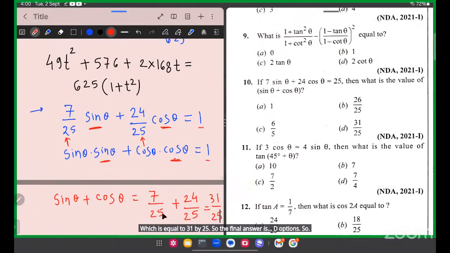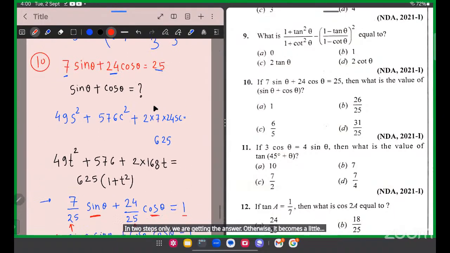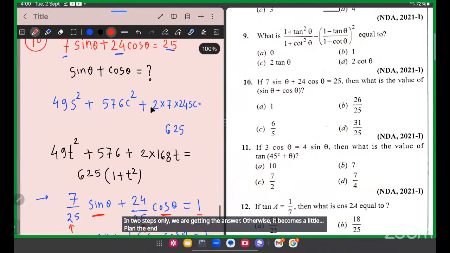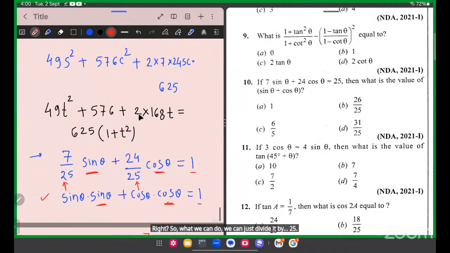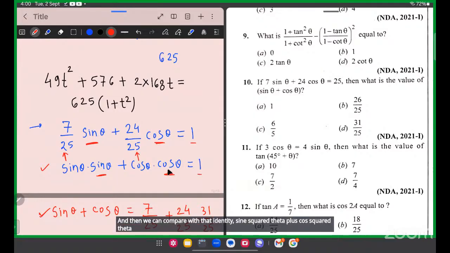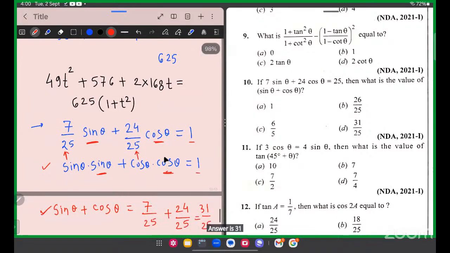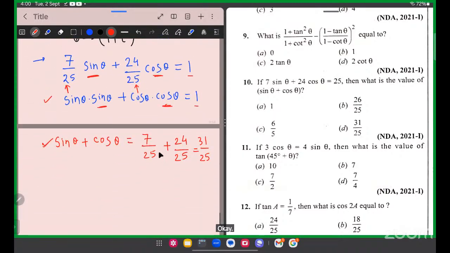So it is easier to solve, right? In 2 steps only, we are getting the answer. Otherwise, it becomes a little lengthy and complex. So what we can do is divide by 25, and then compare with the identity sine square theta plus cos square theta, and it is very easy. Answer is 31 by 25. I hope it is clear. Yes? Okay, we'll move to the next question.